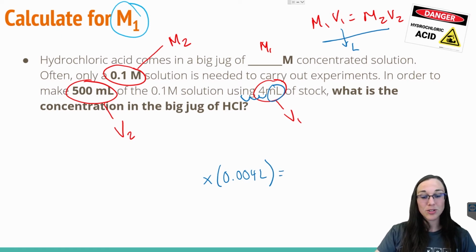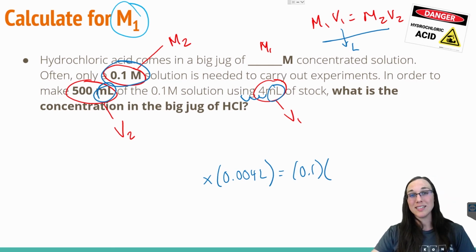We're going to set that equal to M2, that's our 0.1 molar, the goal concentration, and that's multiplied by not the milliliters again, we need to convert it to liters first before we can plug it into this equation.